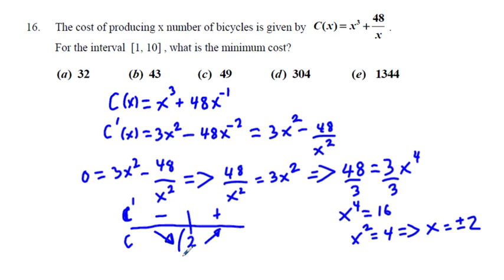So we have our relative minimum at x equals 2, and so all we need to do is plug in. So c of 2 is equal to 2 cubed plus 48 over 2, which is going to be 8 plus 48 over 2, which is 24, which equals 32. So our correct answer is A.